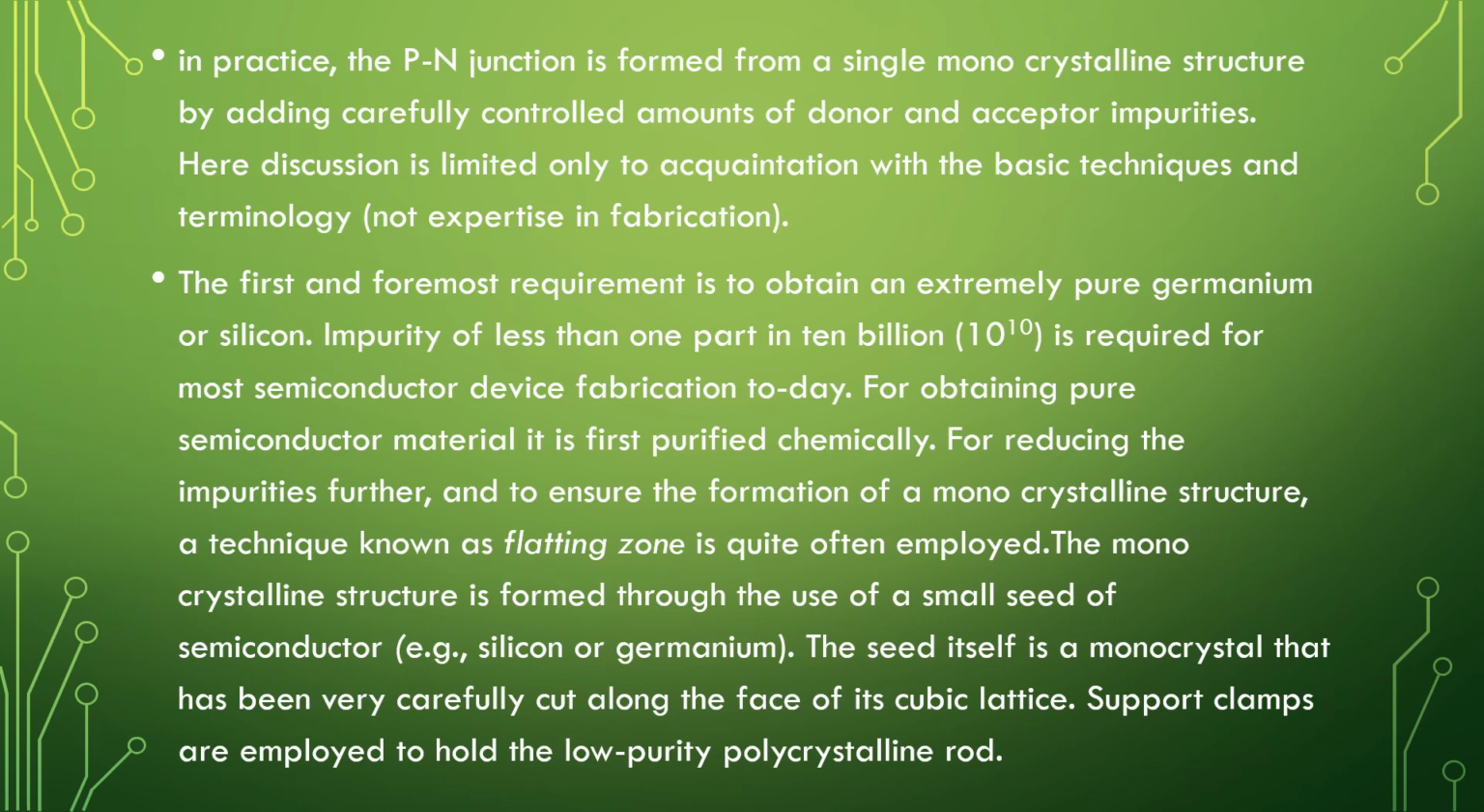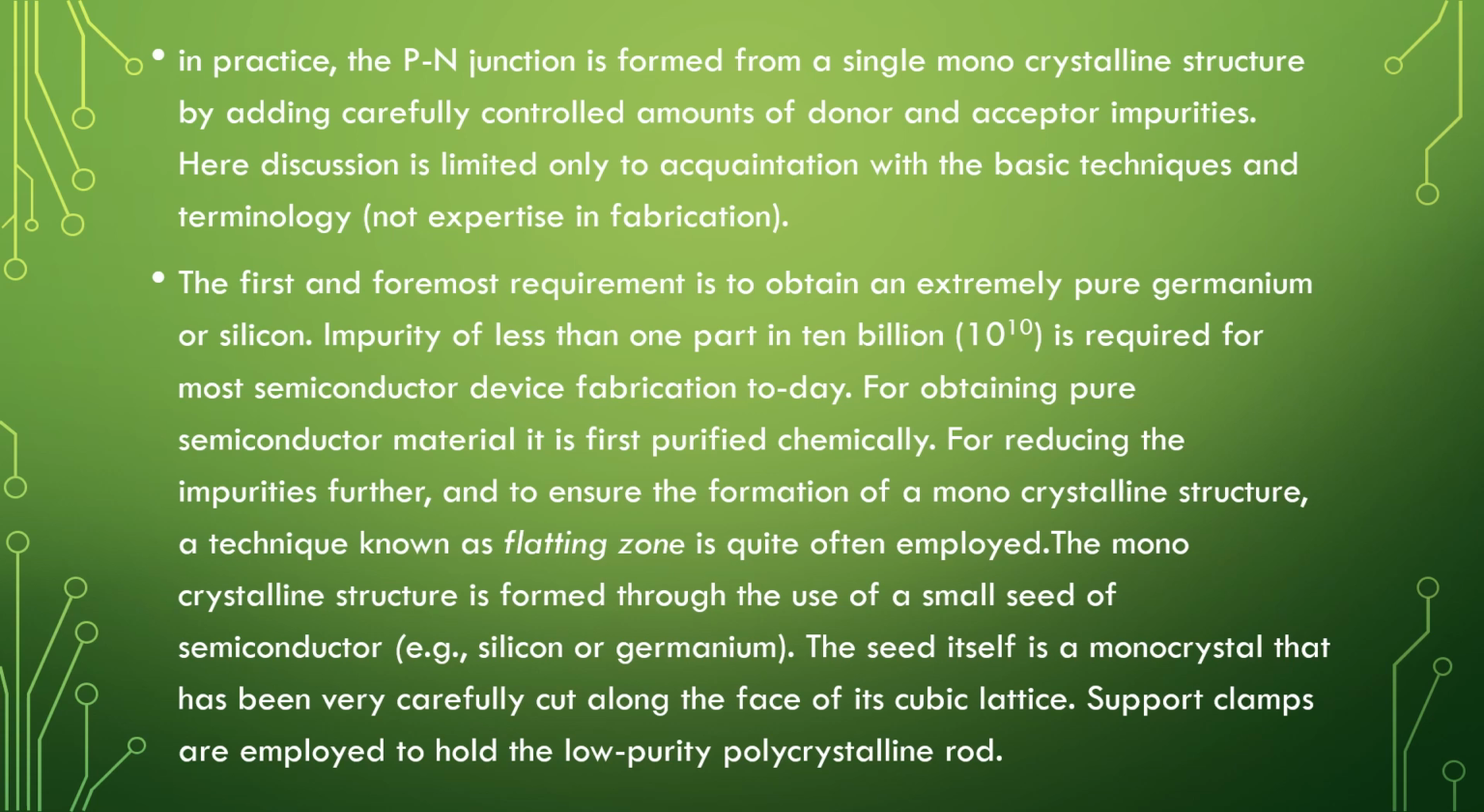In practice, the PN junction is formed from a single monocrystalline structure by adding carefully controlled amounts of donor and acceptor impurities. Here, discussion is limited only to familiarity with the basic techniques and terminology, not expertise in fabrication. The first and foremost requirement is to obtain an extremely pure germanium or silicon; impurity of less than 1 part in 10 billion is required for most semiconductor device fabrication today.